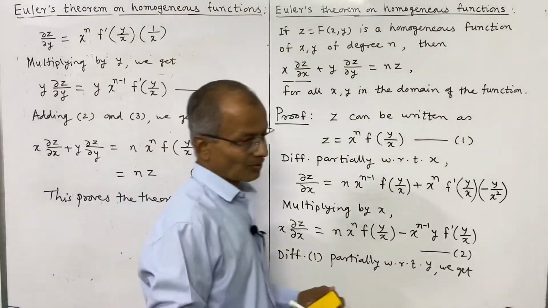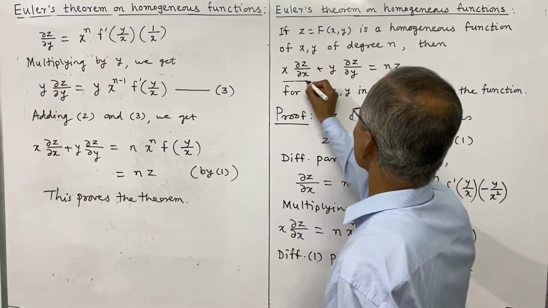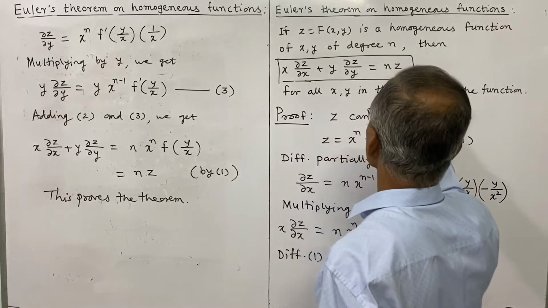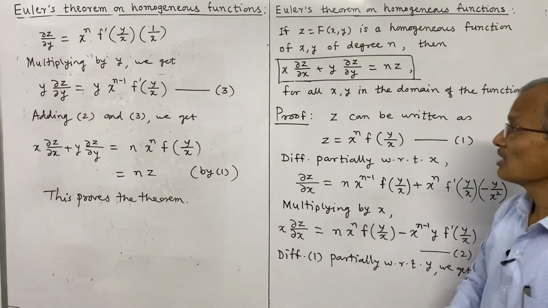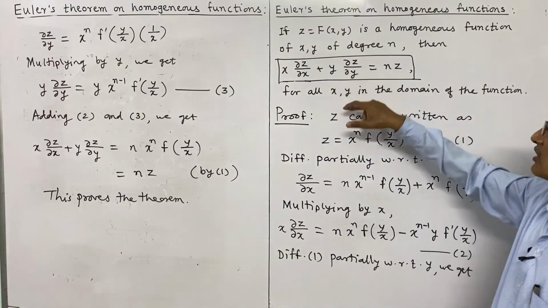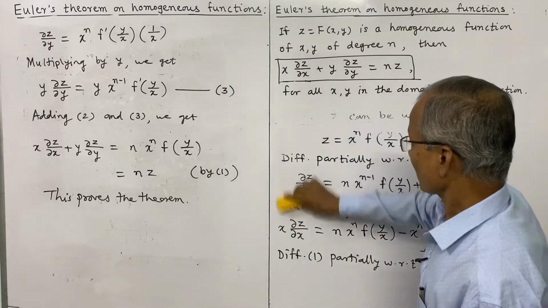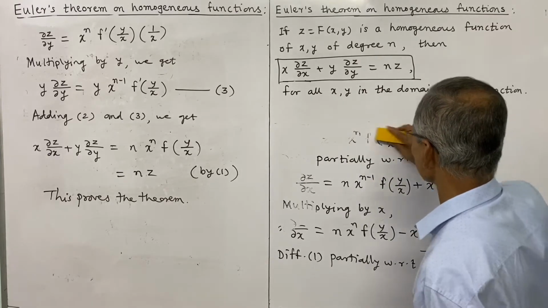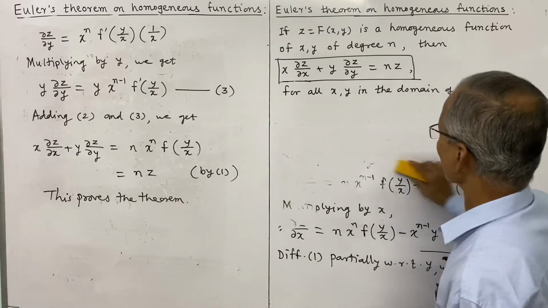And it is easy to prove, but the theorem is important, and we should remember the statement of the theorem, that is, if z is a homogeneous function of degree n, then there are two terms on the left side, x dou z by dou x plus y dou z by dou y is equal to nz. Now we shall state a corollary of Euler's theorem. I shall state the corollary here.